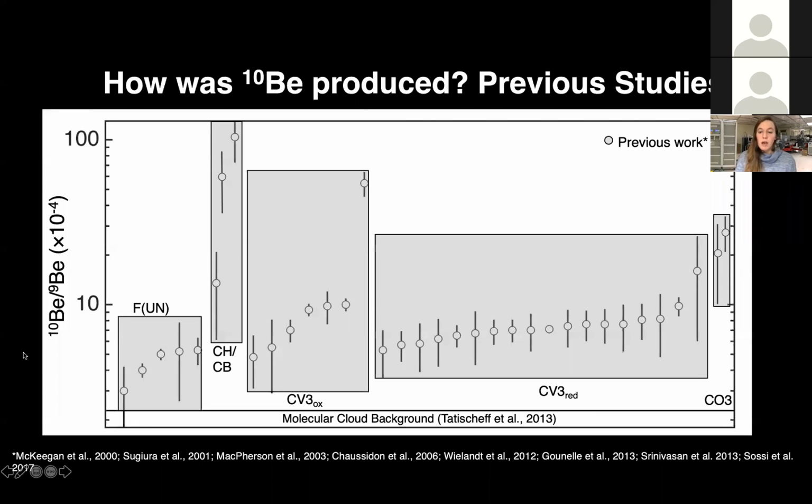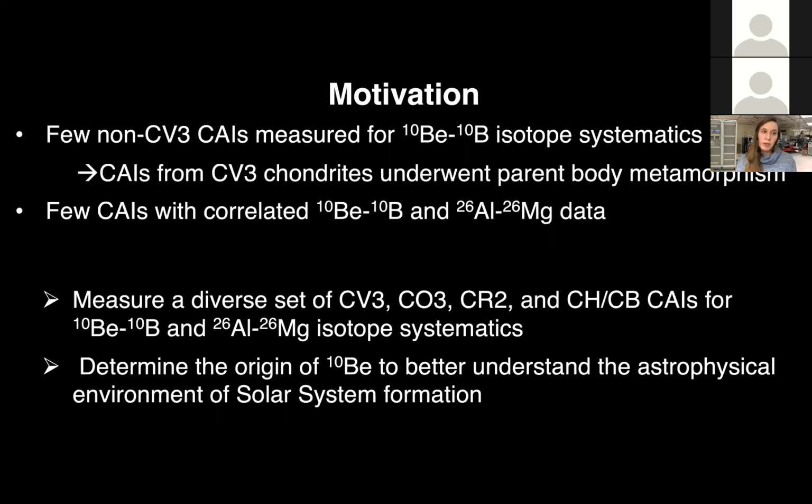So what I wanted to do was to measure more non-CV3 chondrites to see what the beryllium-10 abundance was in different kinds of meteorites. And also I wanted to correlate beryllium-10 with aluminum-26, because aluminum-26 can inform us about the timing of the CAI formation and also any alteration that it may have undergone.